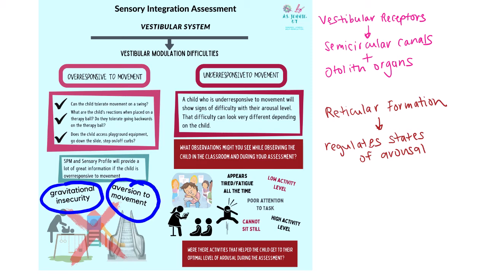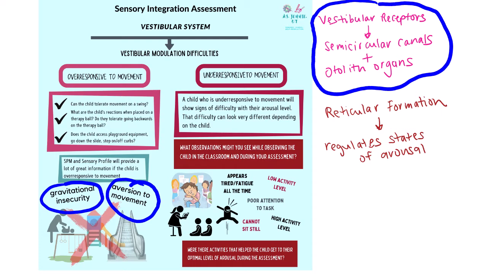Just to go over the vestibular system, the receptors are in your inner ear, right? They are the semicircular canals and the otolith organs that are responding to gravity and how your head position is with regards to gravity. So children who are over responsive to movement have a difficult time with something that's going on in these receptors.